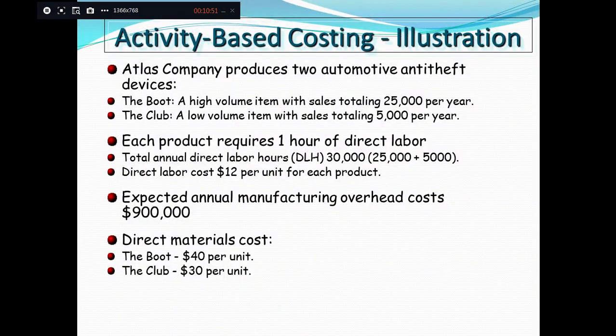As you know, the product volume is 25,000 and 5,000. If each one requires 1 hour, then the first product will require 25,000 hours and the second one will require 5,000 hours. And direct labor cost is $12 per unit for each product. Expected annual manufacturing overhead cost is $900,000. The direct material cost of the boot is $40 per unit, and the club direct material cost is $60 per unit.